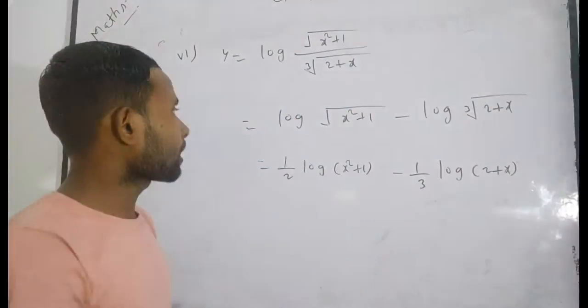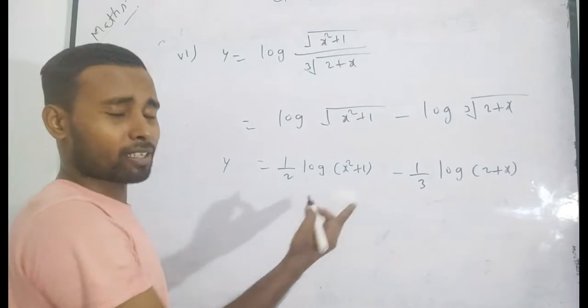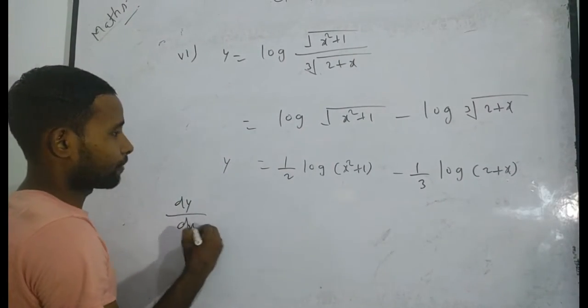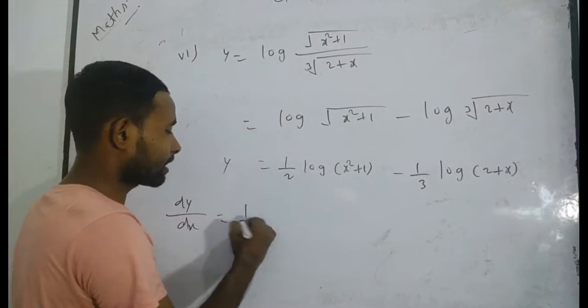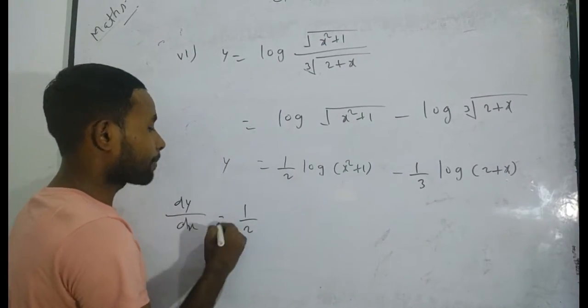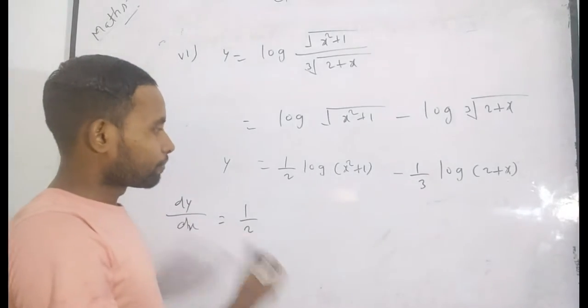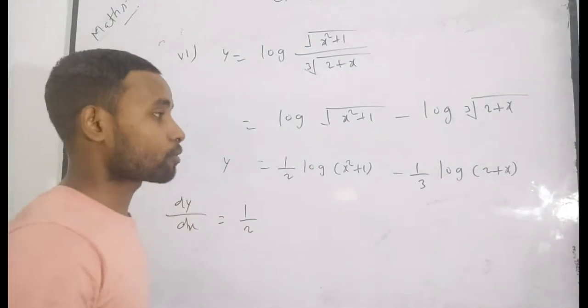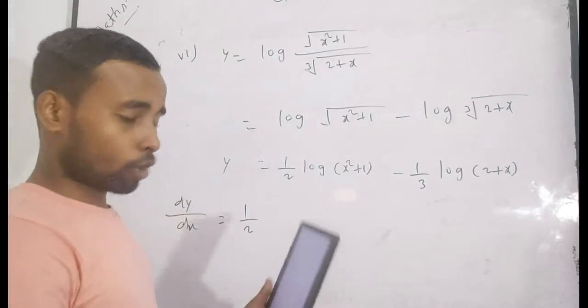I think you understand properly. Now this is your y equal to this function. Now you have to differentiate directly with respect to x. Can you write dy by dx? I want to write it directly. I am trying to go for a shortcut such that you can save time in your examination while solving this kind of problem.